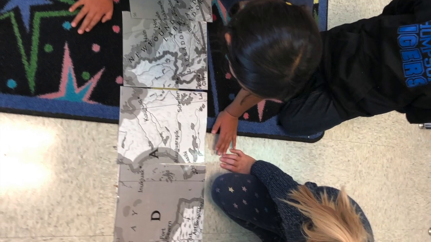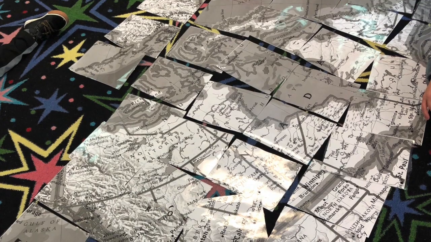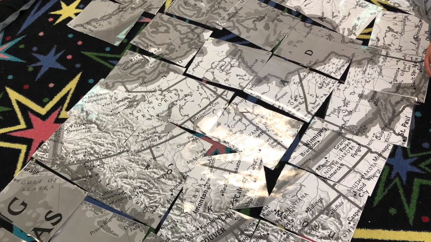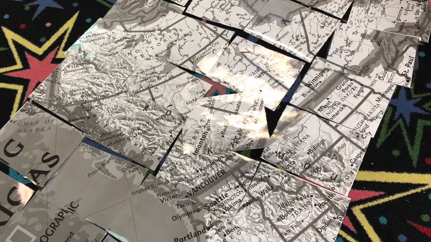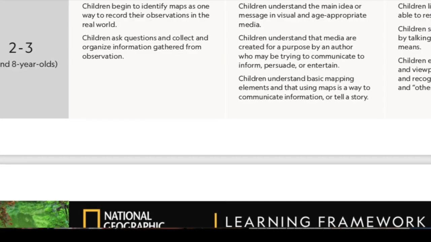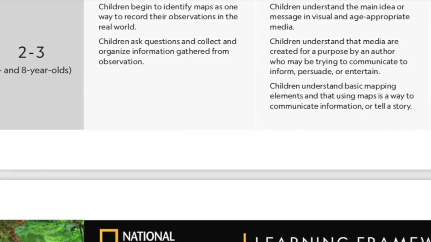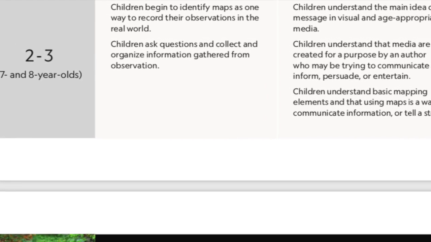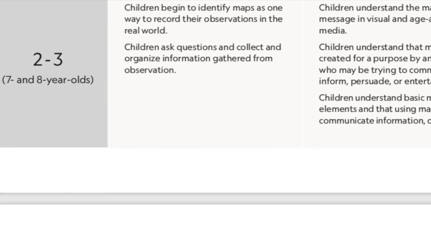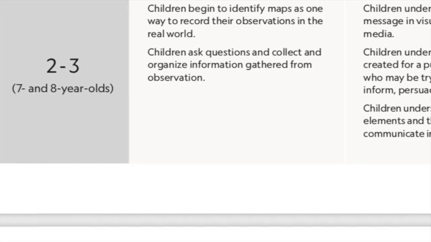Once we put the map together, all of the students were naturally curious about what some of the symbols meant, where the water was versus the land, as well as where the people lived versus the animals. Using the National Geographic Learning Framework, we talked about how maps could reflect reality, or how they might not be entirely accurate. We talked about ways we could represent and record what we had learned onto the map.